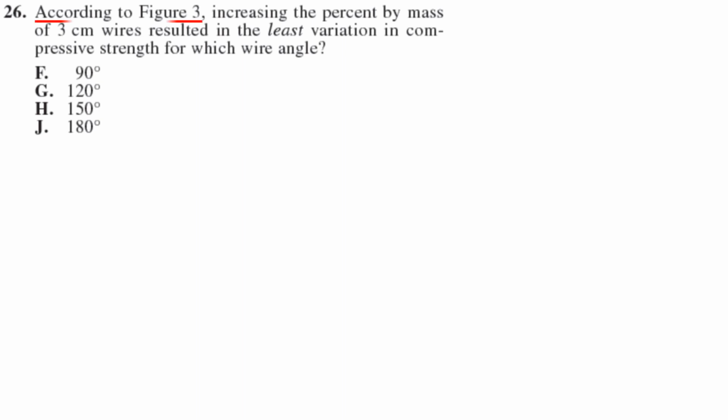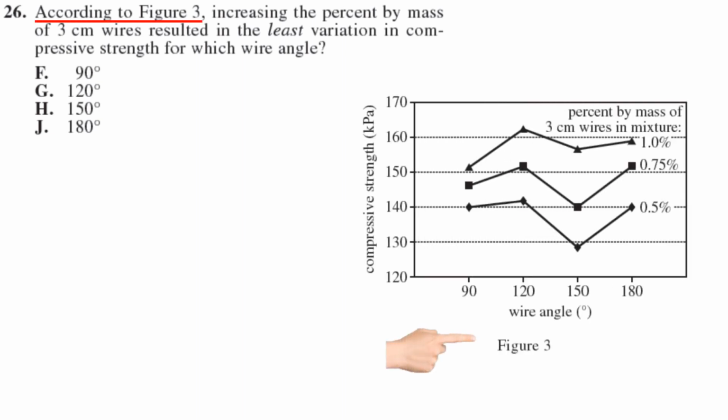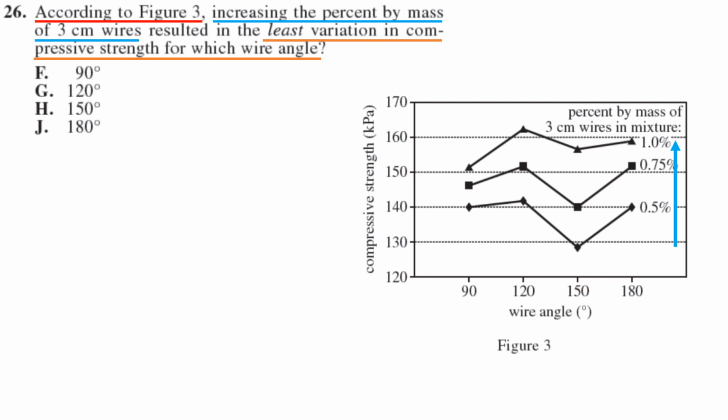Number 26, according to figure 3, increasing the percent by mass of 3 centimeter wires. We're already on 3 centimeter wires. We can see that here, right? So that's our 3 centimeter wire. And we're just increasing the percent by mass. So we're just going up, right? Results in the least variation in compressive strength for which wire angle. So we want to know where that when we increase, there's not a lot of difference, right? There's not a lot of change. We see the least change right here. See how those are all grouped close together? And that is at 90. So our answer is 90, is where we see the least variation amongst the wires.